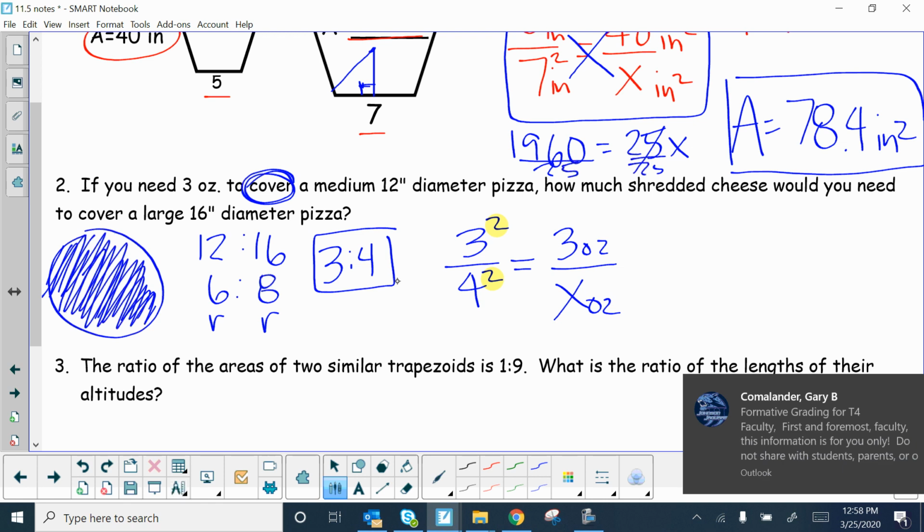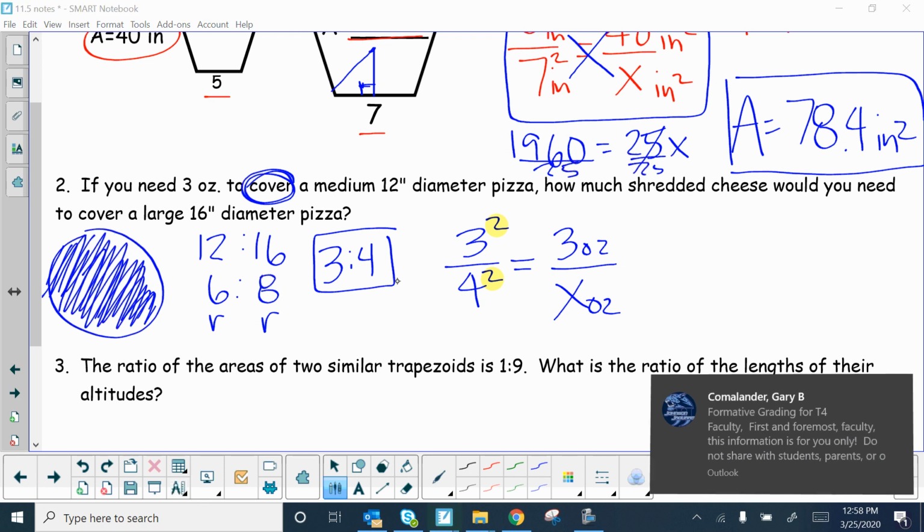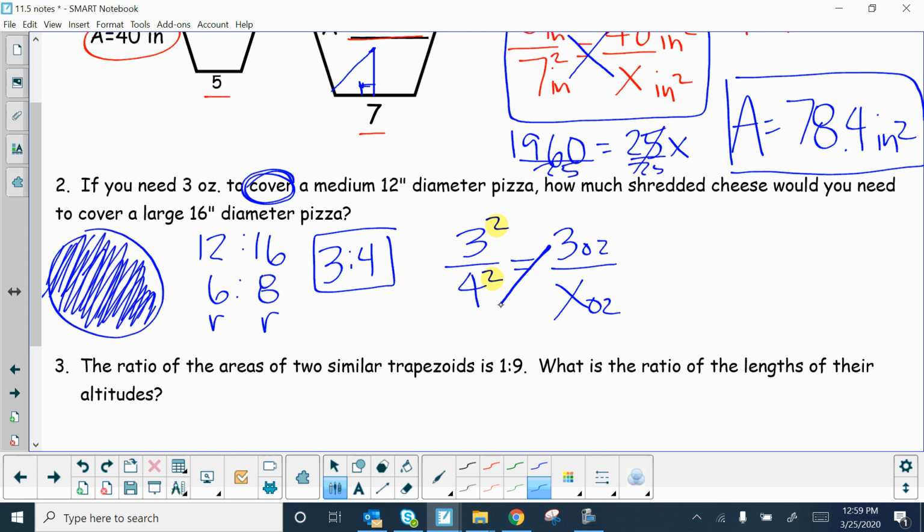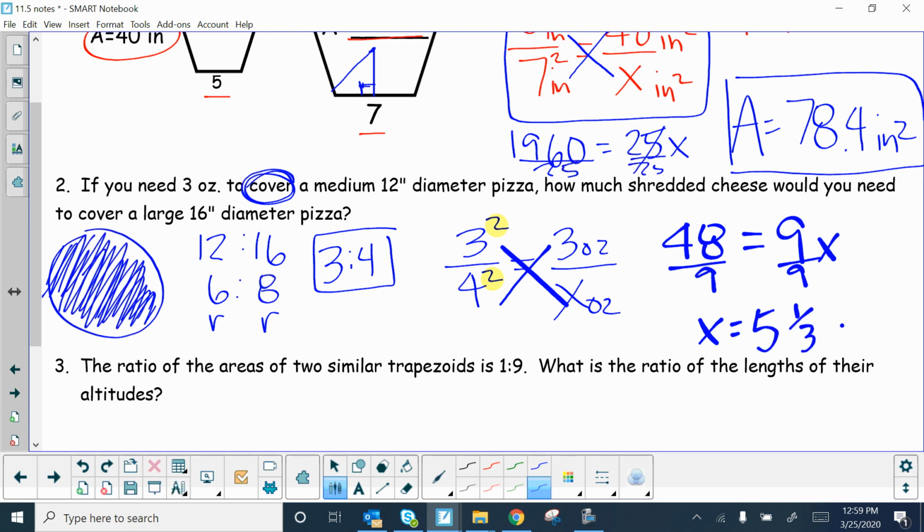So where's my pen? There we go. So now let's cross multiply. So 3 times 4 squared is 48 equals 9x. I wrote 9 because 3 squared is 9. I'm going to divide by 9, divide by 9. So x equals, what's 48 divided by 9? 5 1/3, 5.33 repeating. So you need 5 1/3 ounces to cover that bigger pizza.